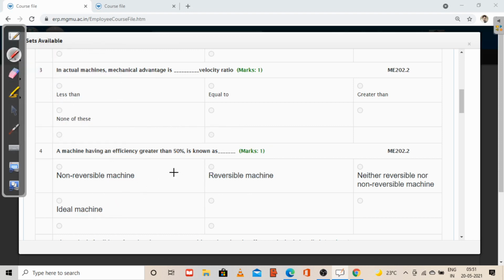reversible machine. Now the remaining two options are kept to confuse you. So the right answer for greater than 50% is reversible machine.